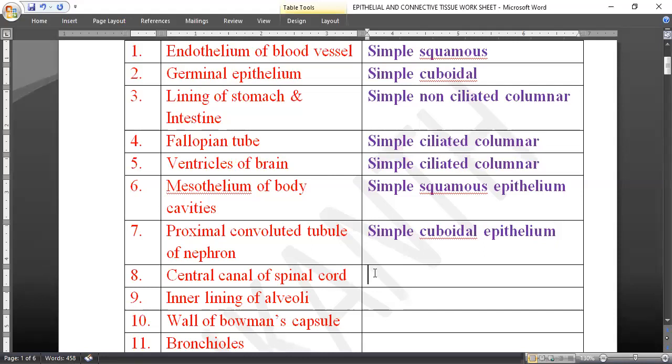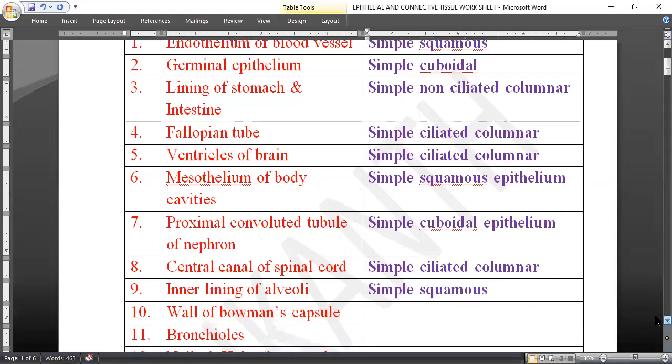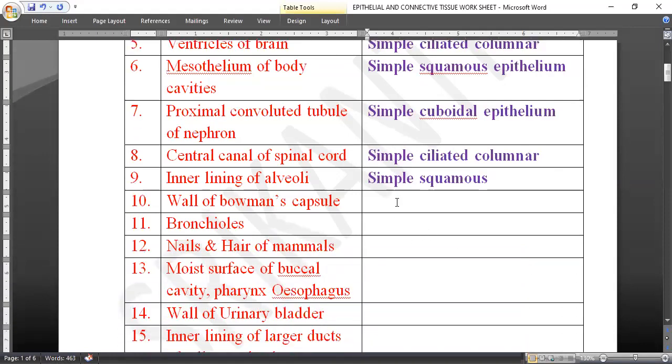Okay, central canal of the spinal cord: simple ciliated columnar epithelium. Inner lining of alveoli: simple squamous epithelium. Very good. Wall of Bowman's capsule: simple squamous epithelium. Bronchiole: simple ciliated columnar epithelium.